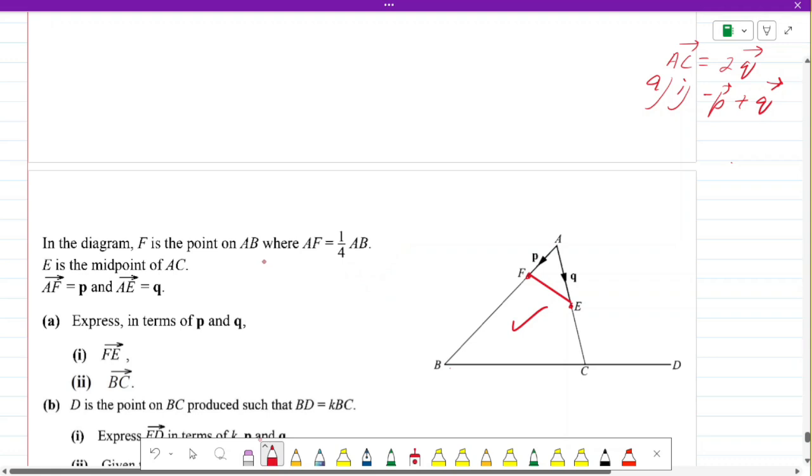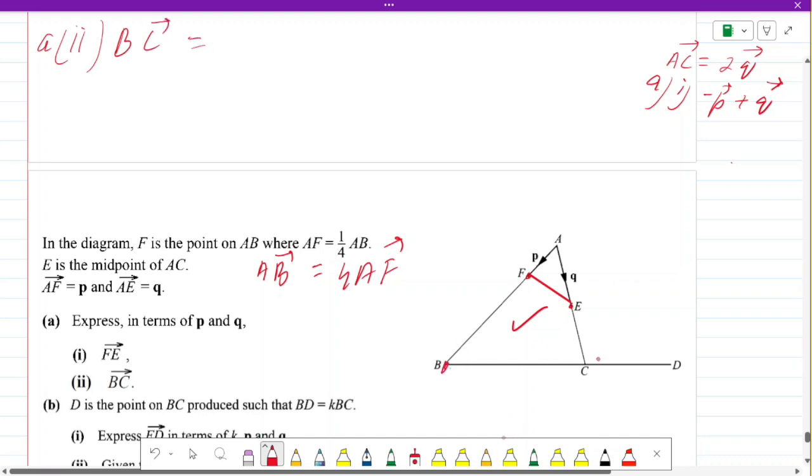Okay, I have to keep this one. This is a very important point. The larger portion AB is equal to 4 times AF, because we need this one. And the next part of the question says express vector BC in terms of P and Q. So second part of the A part of the question, that is BC. Again, where is BC? Here is BC.